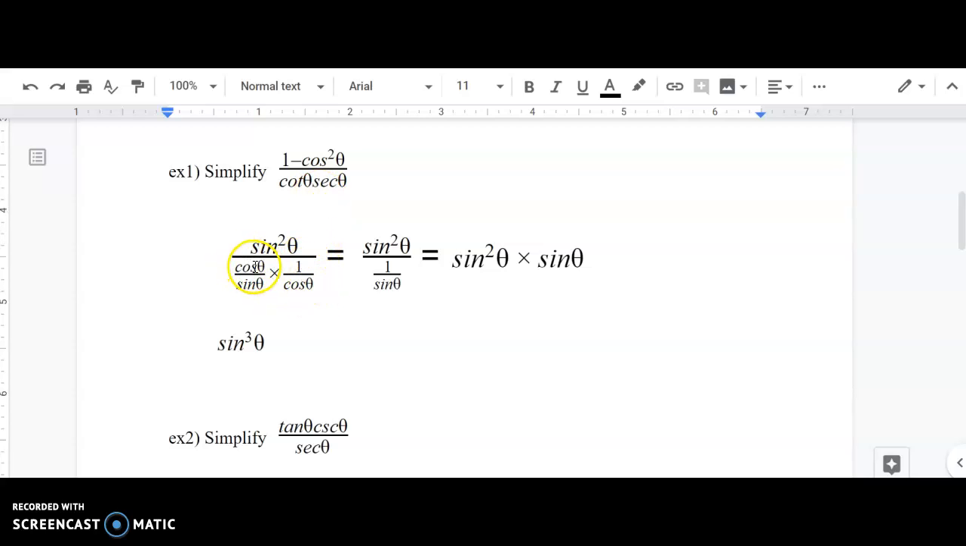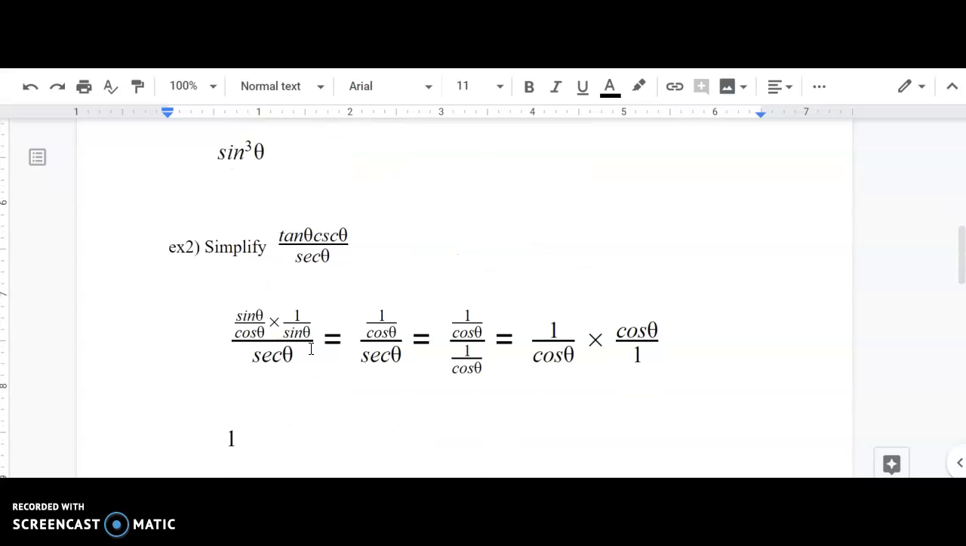When you do that, you can simplify it by crossing out the cosine of thetas because they cancel each other out, which would give you 1 over sine of theta. And so you are left with sine squared of theta over 1 over sine of theta. To get rid of the fraction, you would take the reciprocal of the bottom. So you would get sine squared of theta multiplied by sine of theta, which would give you an answer of sine cubed theta.